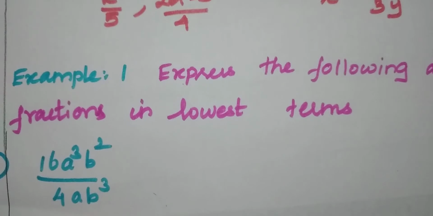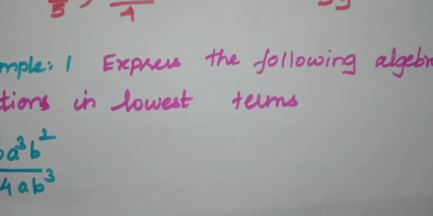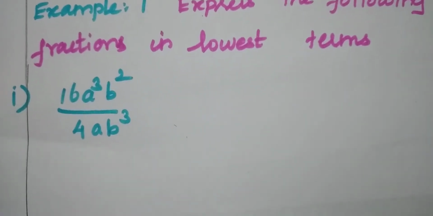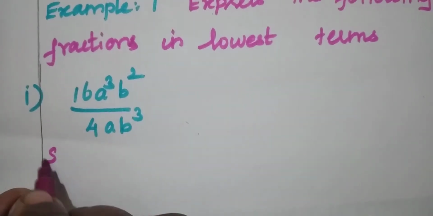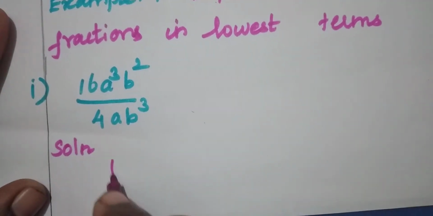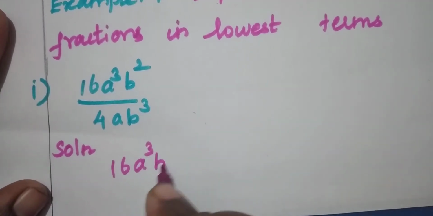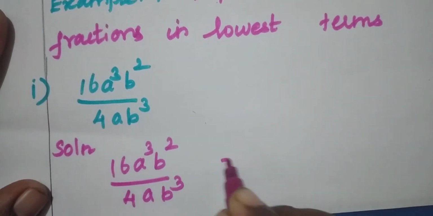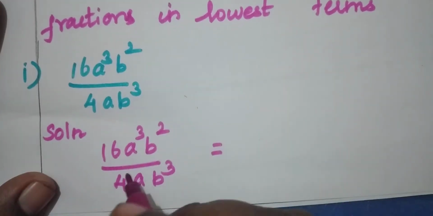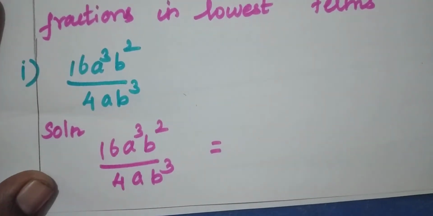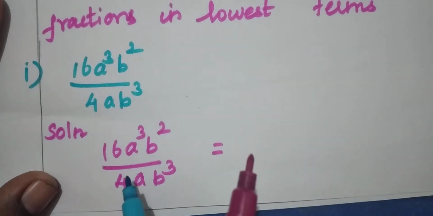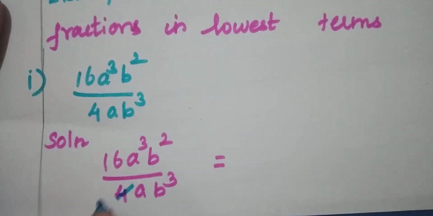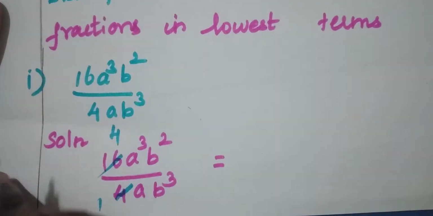Let us solve the examples. Example 1. Express the following algebraic fractions in lowest terms. So let us solve this one. 16a cube b square divided by 4ab cube, which is equal to, so let us cancel this one. 1 4 is 4 and 4 4s are 16.